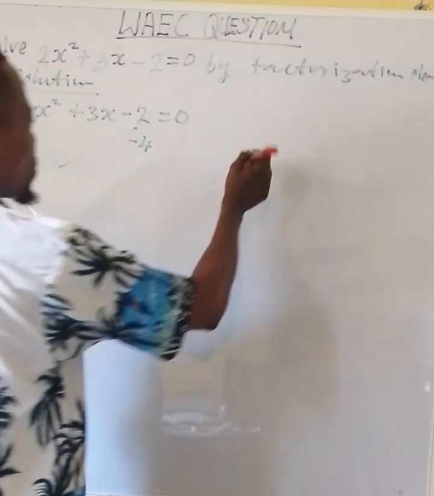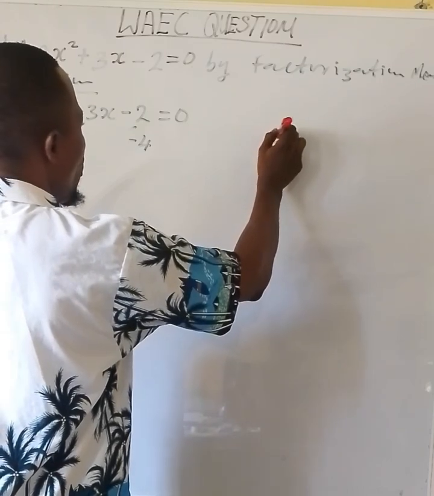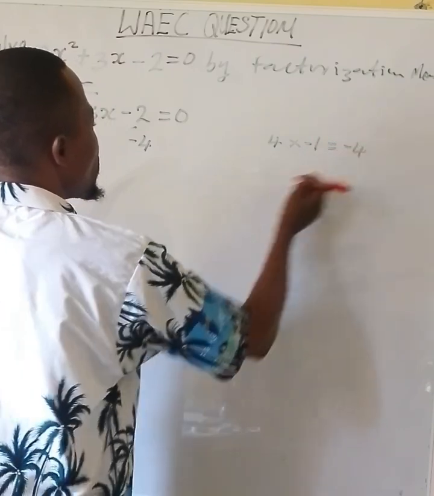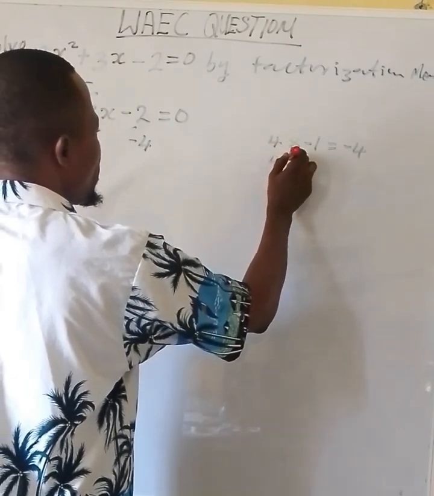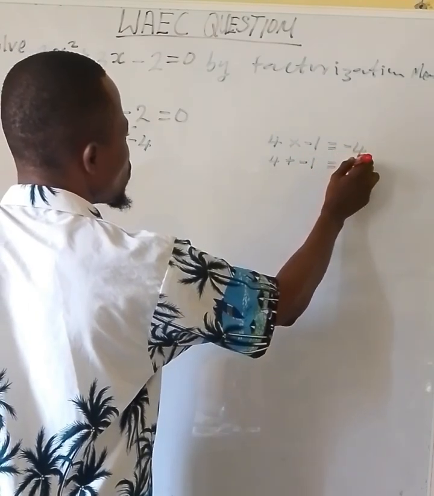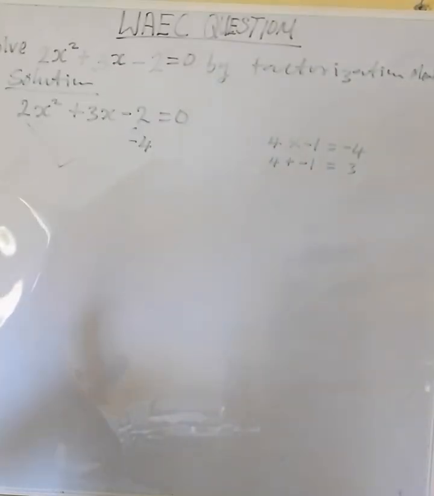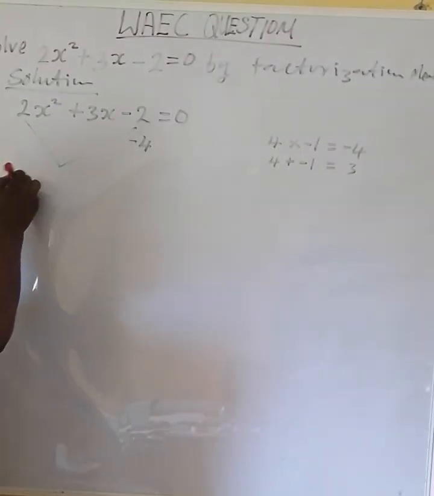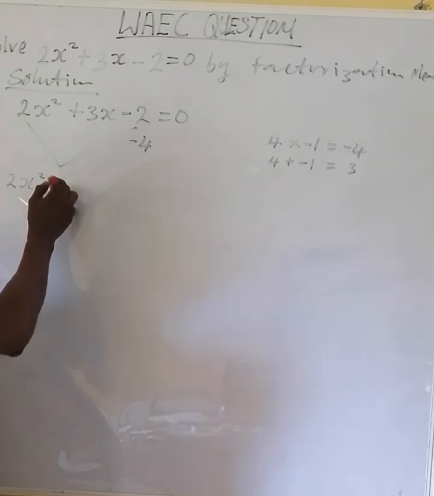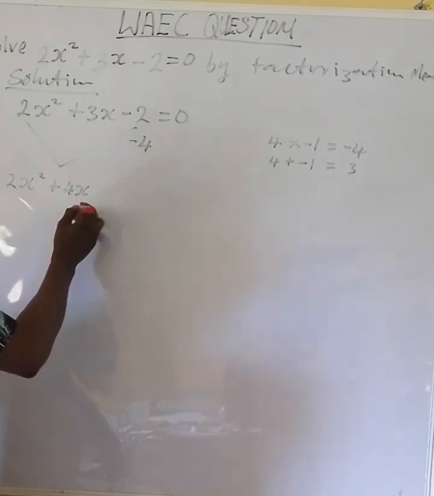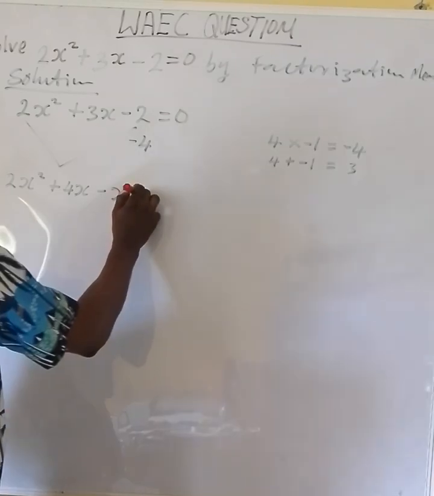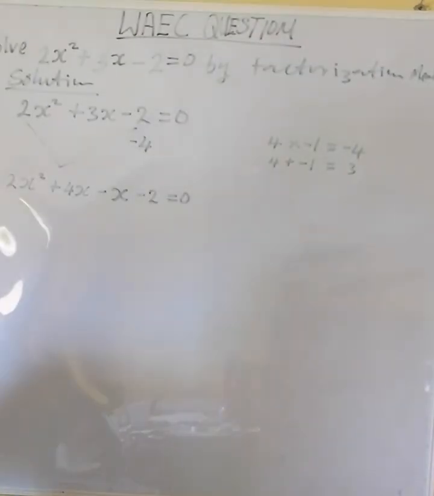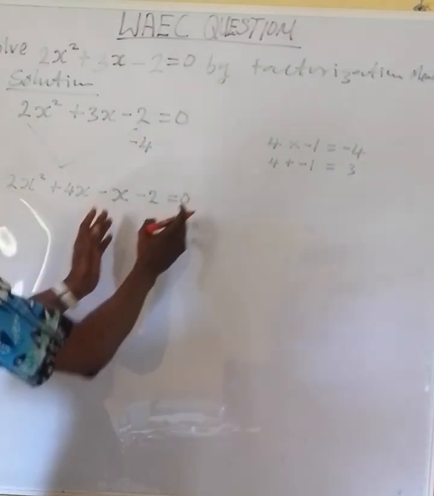So what are the factors now? 4 times minus 1 equals minus 4, and 4 plus minus 1 equals 3. So those are the factors that we are going to use, 4 and minus 1. So it will now give us 2x squared plus 4x minus x minus 2 equals 0. Are we together?